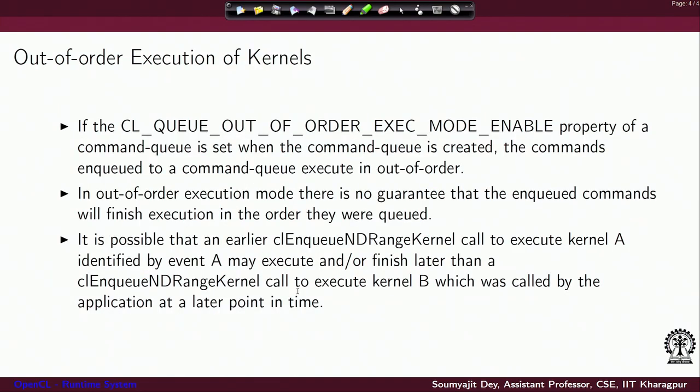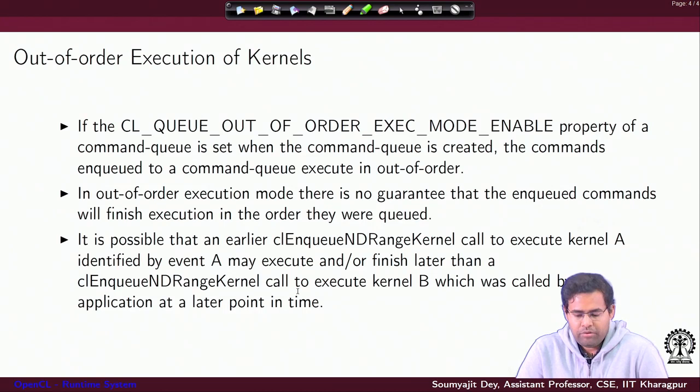And then let's come to the other option, which would be this out of order execution of kernels. For out of order execution of kernels, you will have this CL_QUEUE_OUT_OF_ORDER_EXEC_MODE_ENABLE property of the command queue set at the time when you are creating the command queue. In that case, the commands enqueued in the command queue may execute out of order.